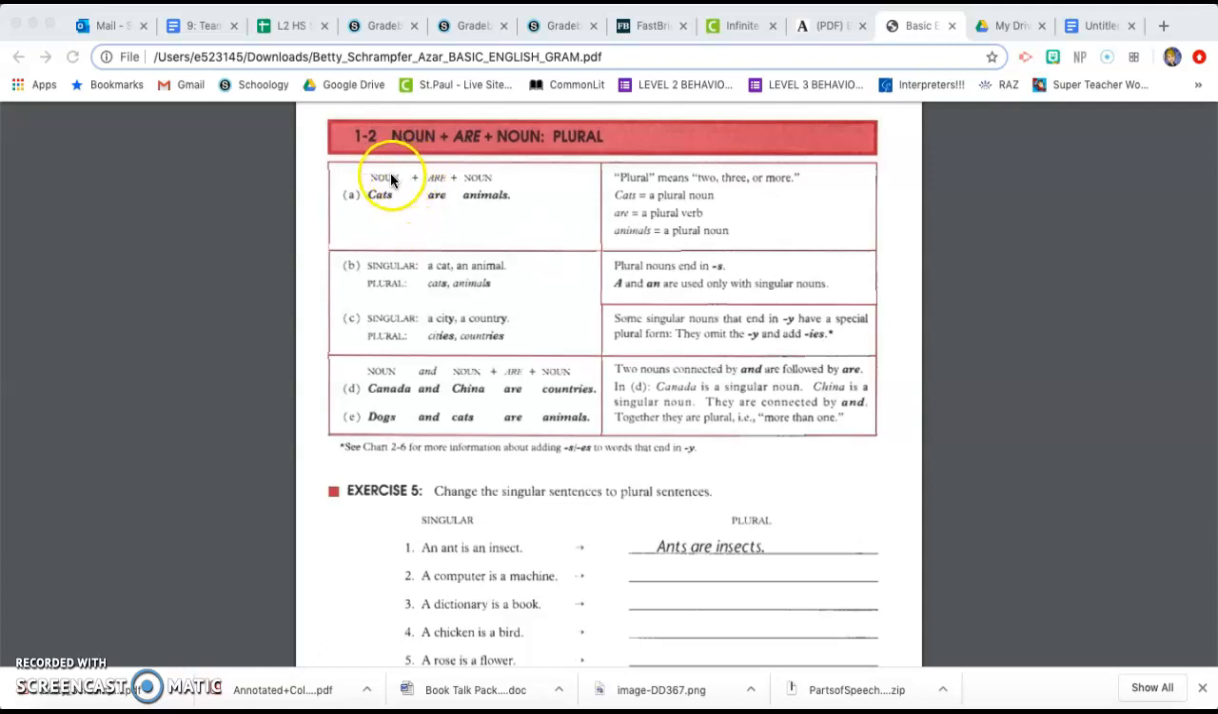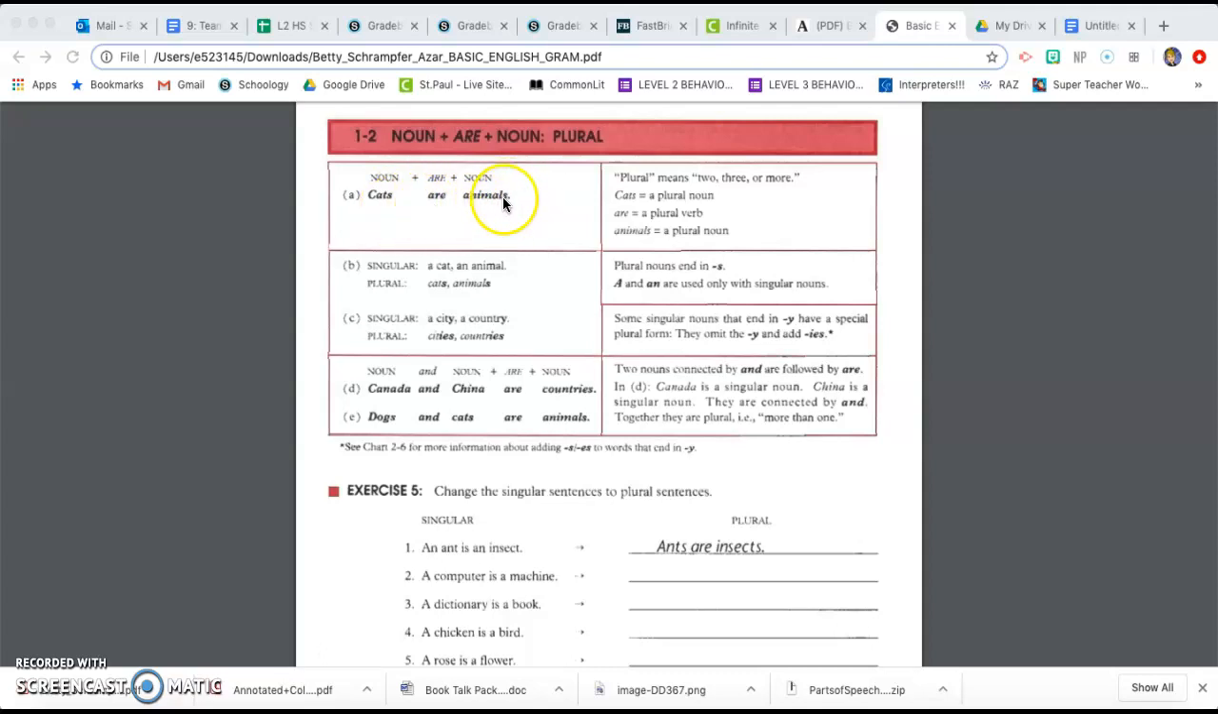Plural. So, for example, today, a sentence like cats are animals is a plural sentence. Cats means more than one cat. I know that because there's an S here. Are is the verb we use when we're talking about something plural. Last time we used is when we were talking about singular. And then at the end of this word, we added the S as well for animals.